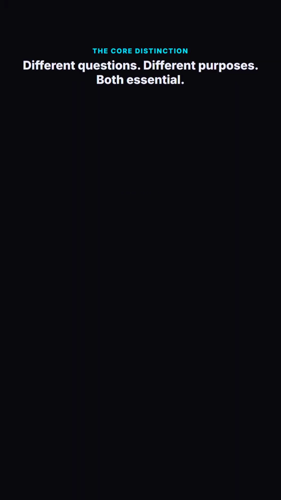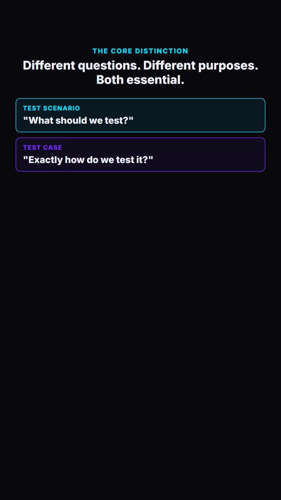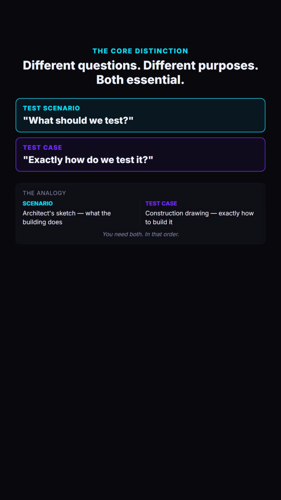Here is why this distinction matters. Test scenarios and test cases operate at completely different levels of abstraction. They serve different purposes, they get written at different points in the testing process, and they are read by different people for different reasons. A test scenario answers one question: what should we test? A test case answers a different question: exactly how do we test it?